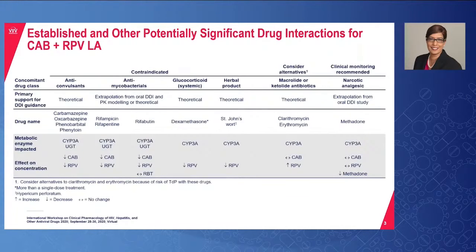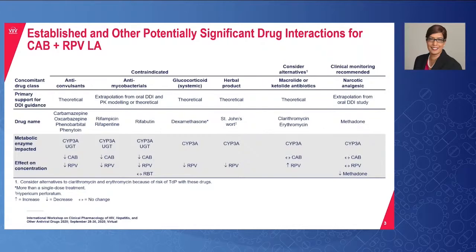This slide summarizes established and other potential significant DDIs with long-acting CAB and rilpivirine. Drugs that are contraindicated include potent CYP and UGT enzyme inducers among the class of anticonvulsants, antimycobacterials such as rifampin and rifabutin, more than a single dose of dexamethasone, and the herbal St. John's wort. The support for this guidance comes from a variety of sources as listed.